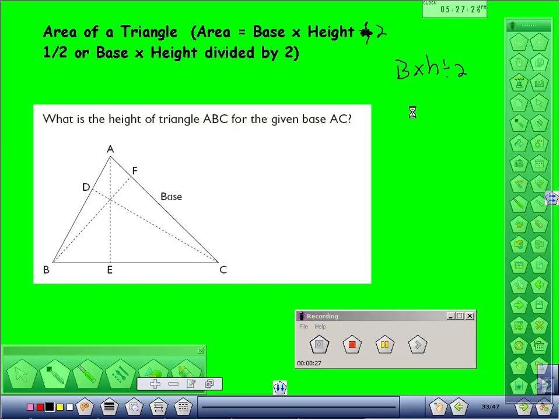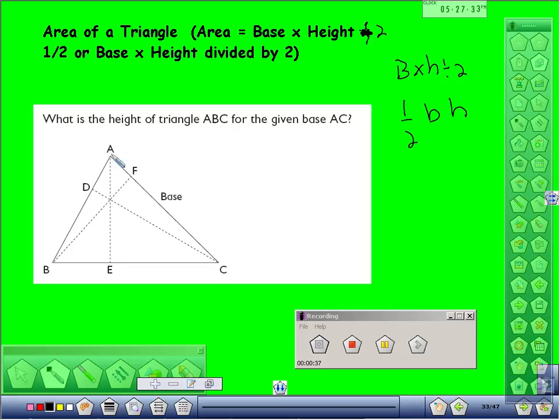Another way that they might see it on the CRCT or on the ITBS or something is 1/2 times base times height. They just put them next to each other, which means multiply. 1/2 times base times height. Okay, that's the area. This one says, what is the height of the triangle ABC for the given base AC?